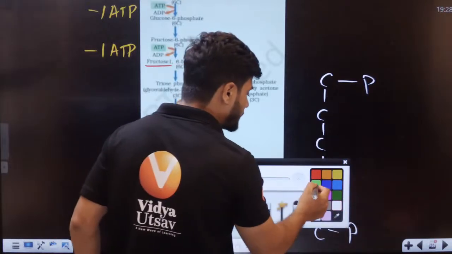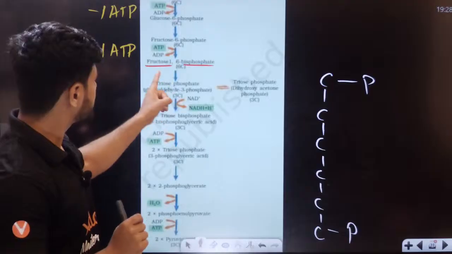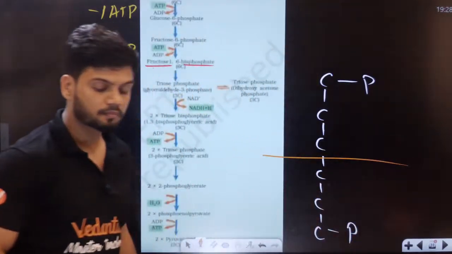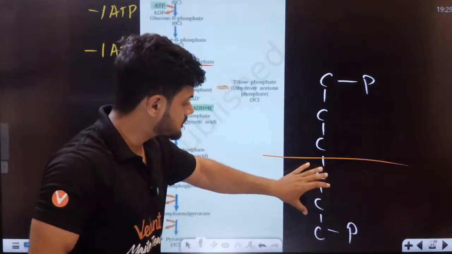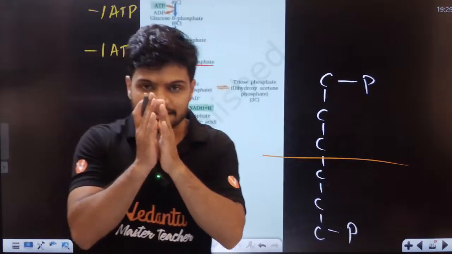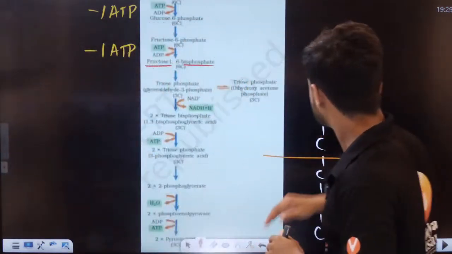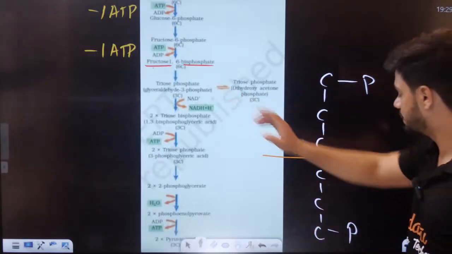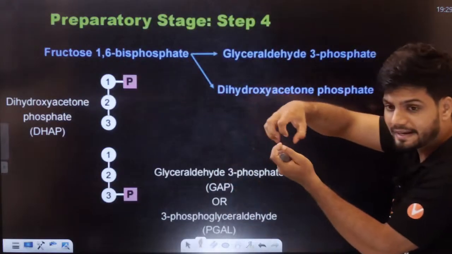Now, students, what is happening is this 6 carbon molecule, fructose 1,6 bisphosphate, is actually breaking in half. This 3 on the top, this 3 at the bottom. So this entire thing is splitting open right now. Can you see? That is what is happening here, students. So fructose 1,6 bisphosphate is splitting into 2 parts.